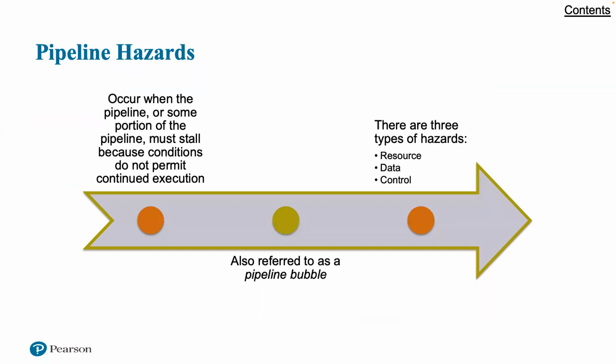In the previous subsections, we mentioned some of the situations that can result in less than optimal pipeline performance. In this subsection, we examine the issue in a more systematic way. Chapter 18 revisits the issue in more detail after we have introduced the complexities found in superscalar pipelining organization. A pipeline hazard occurs when the pipeline, or some portion of the pipeline, must stall because conditions do not permit continued execution. Such a pipeline stall is also referred to as a pipeline bubble.